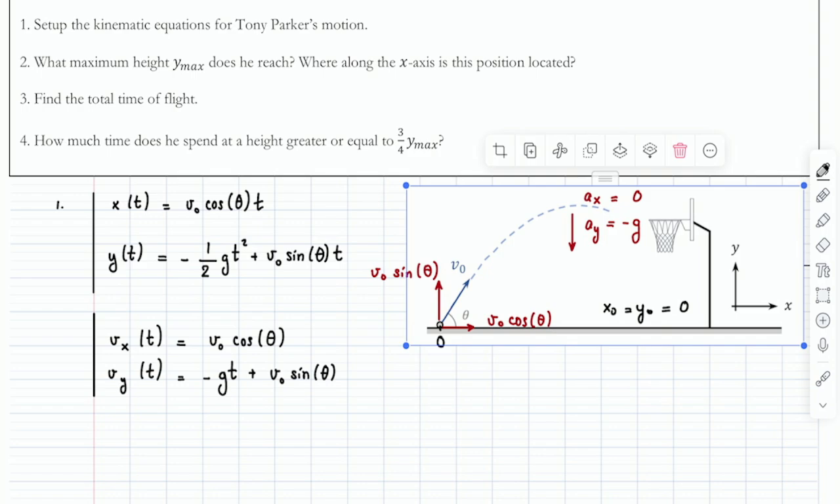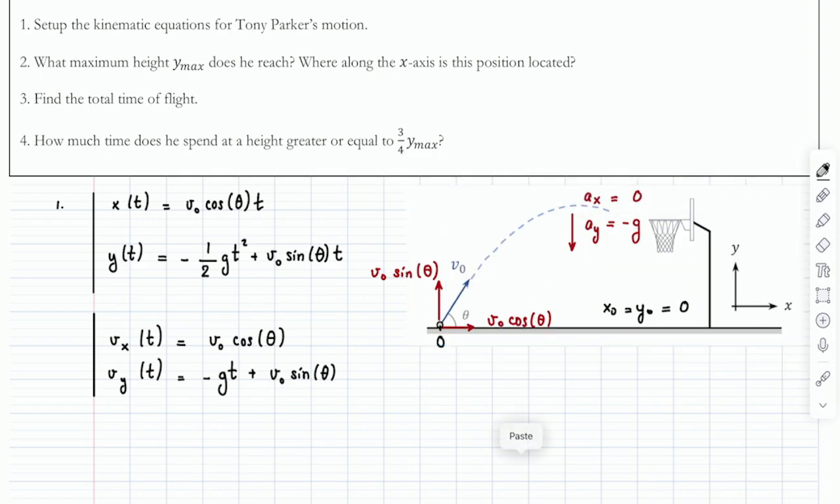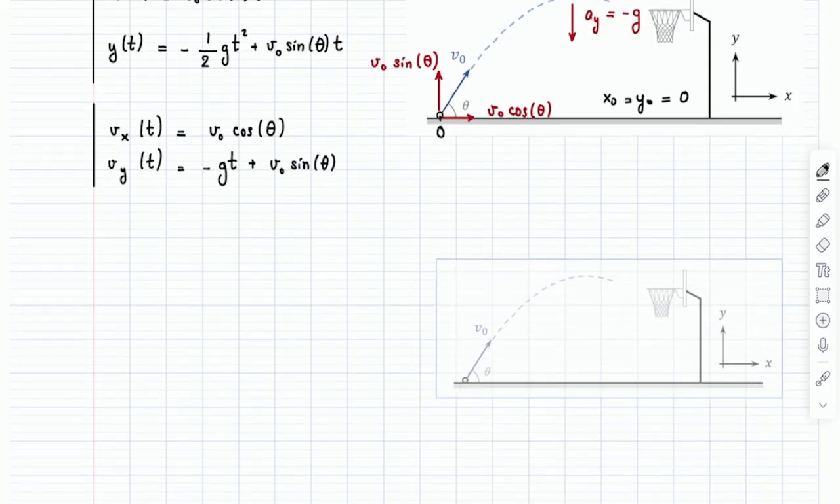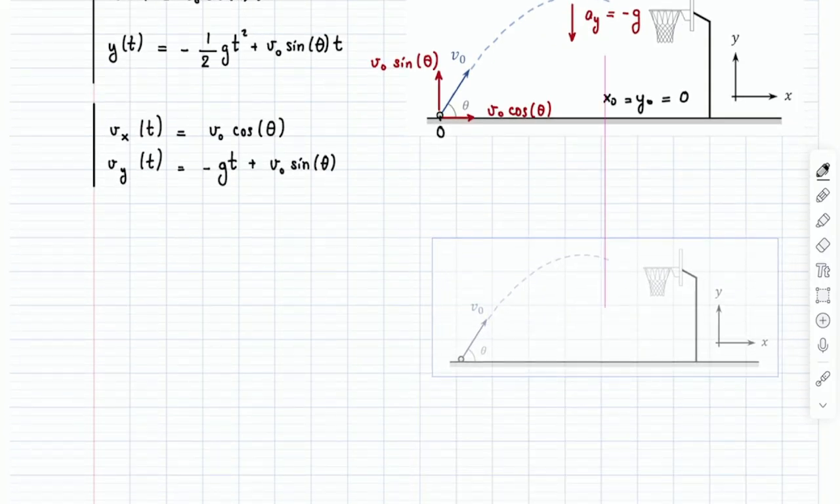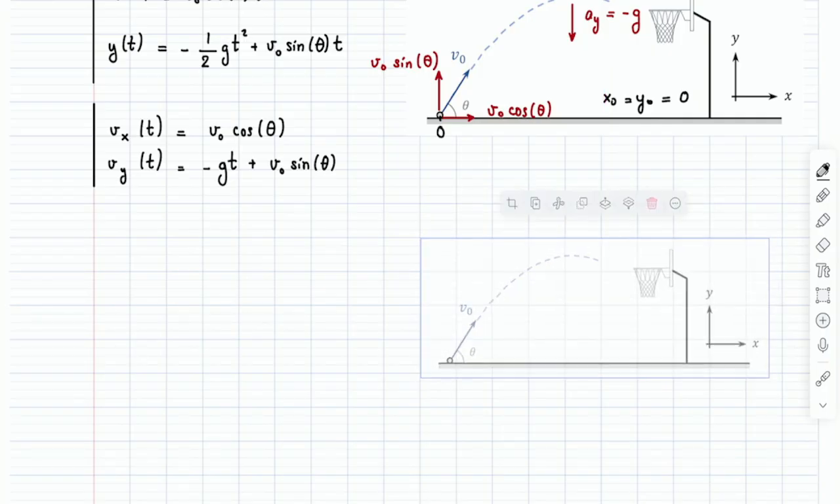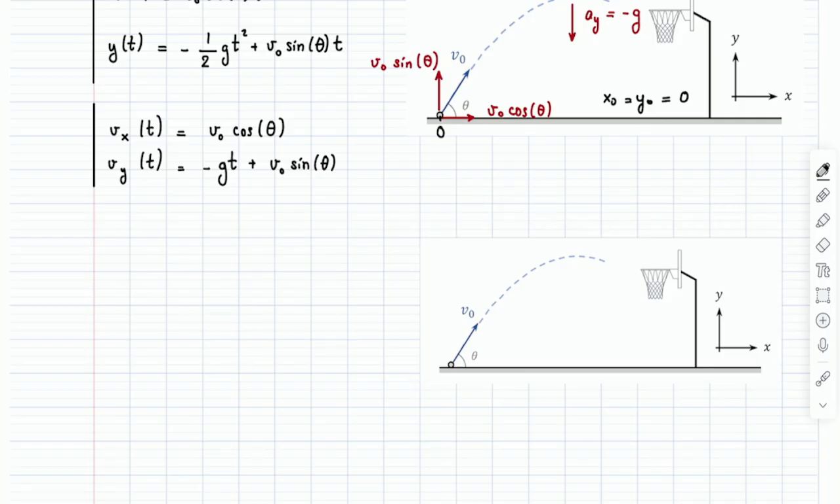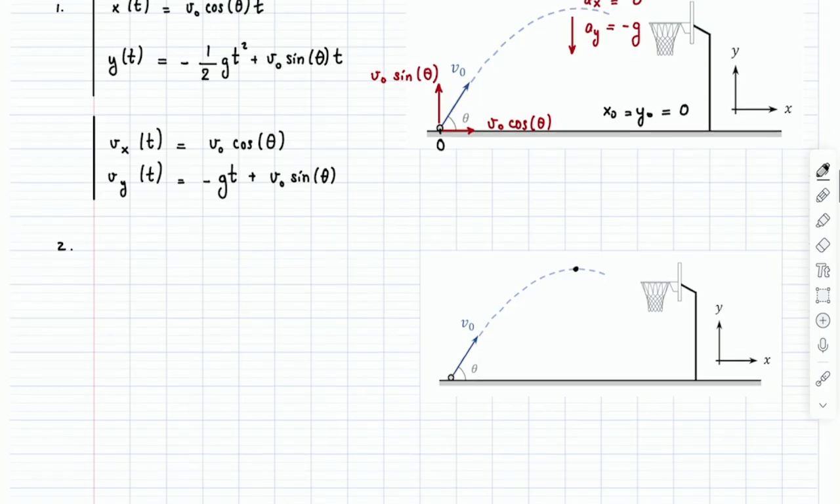Let me see if, no, that's not going to work. This will work. There we go. Okay, so let me put that down here just so that we have something to look at. And we want to find the max height. Now the max height is going to be somewhere here, but somewhere here is not going to cut it. I want to know exactly where this max height occurs.